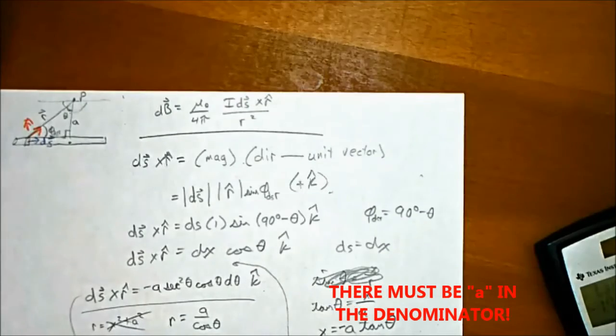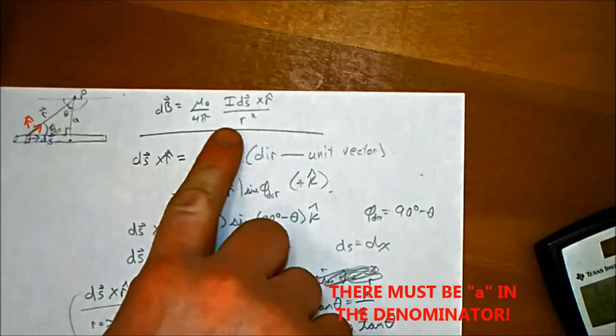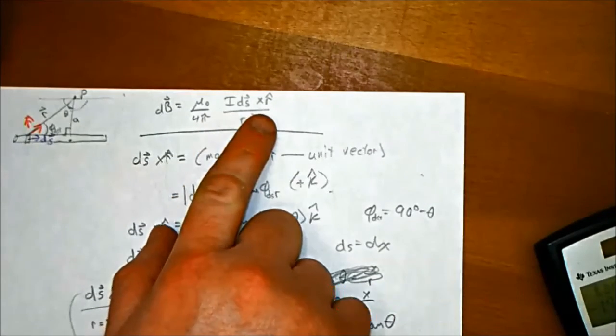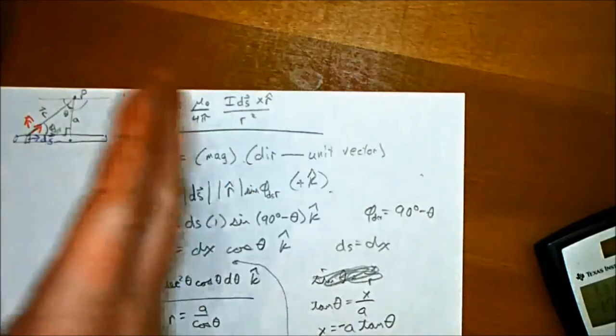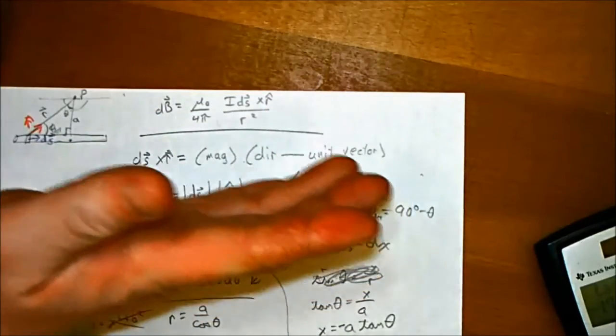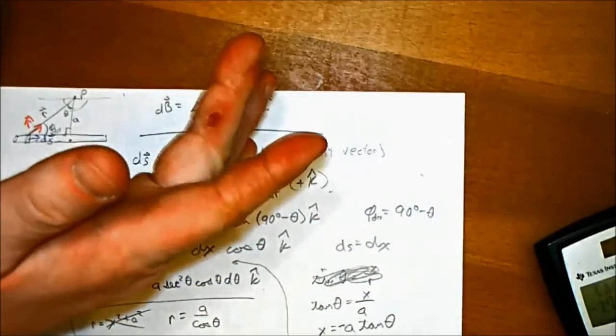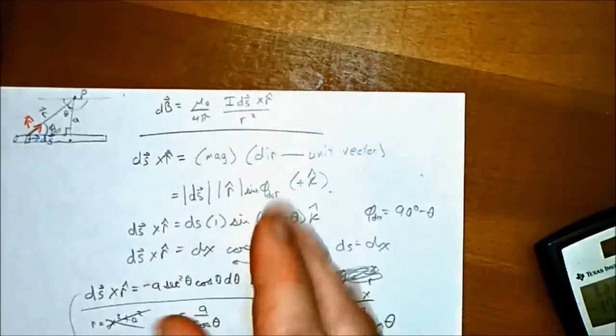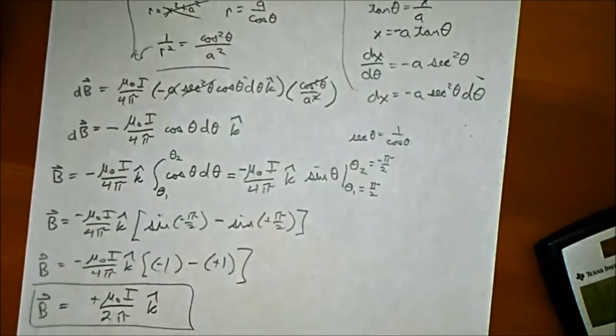And of course, this should come out positive. It has to be positive because the direction given by the first right-hand rule of this cross product says that the magnetic field is going to point your fingers in the direction of ds, curl them in the direction of r hat, and the field must point up out of the page, positive k hat direction. So we should have gotten a positive answer.